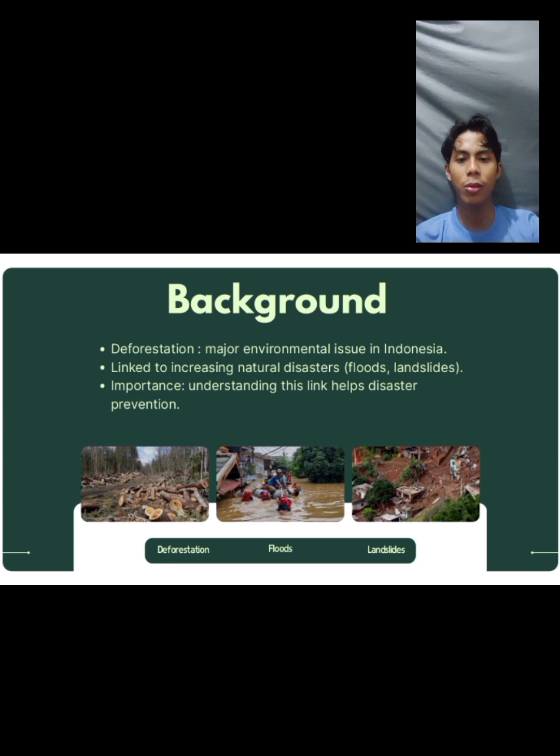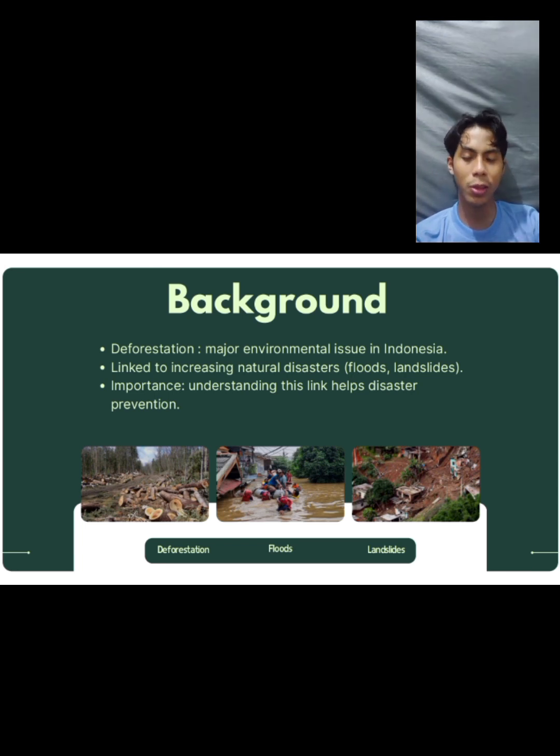Understanding the connection between forest loss and these disasters is very important. If we can prove that there is a strong relationship, we can raise awareness and promote better land management in the future. After knowing the background, let's see what our main research question is.